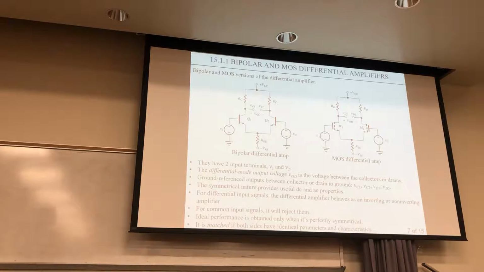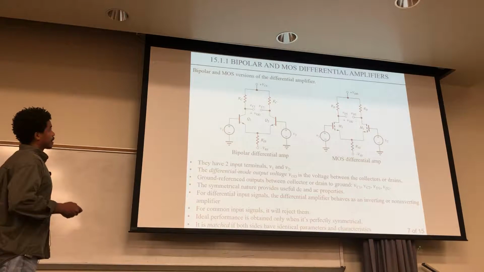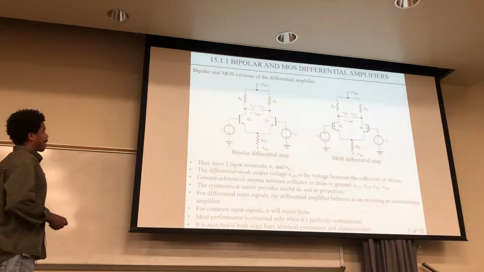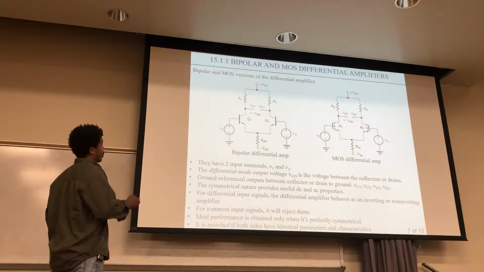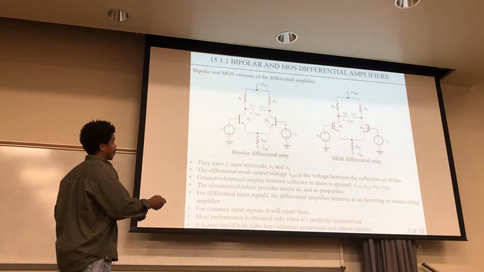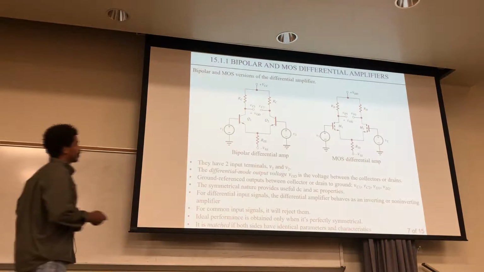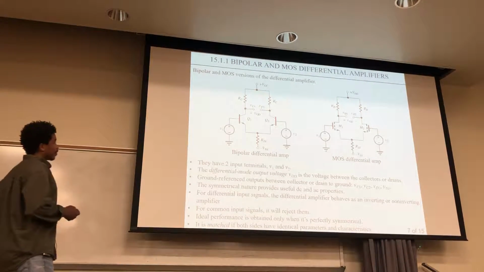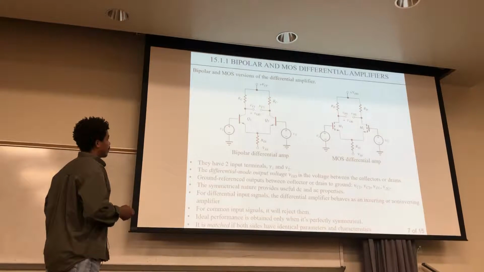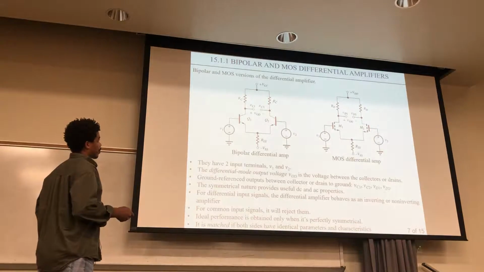Okay, so here are two examples of a bipolar and an MOS type of differential amplifier. And you can see that they're actually symmetric about the vertical axis. Okay? So they have two input terminals, V1 and V2. Here's V1, here's V2, the input terminals. The differential mode output voltage, that's the VOD, is the voltage between the collectors or the drains.